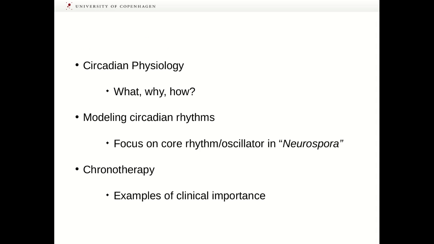As noted, we will look at 3 different topics in this lecture. In the first part here we will look at the what, why and how questions related to circadian physiology, and next we will look at different models of circadian rhythms, and in particular we will focus on the core rhythm or the core oscillator in a fungus called Neurospora. And finally we will look at how this knowledge and modeling of circadian rhythms can be exploited in the clinic using a topic called chronotherapy. Chronotherapy is simply the use of a rhythmic cycle, in this case circadian rhythms, in the application of a treatment. So we will look at some examples of clinical importance.